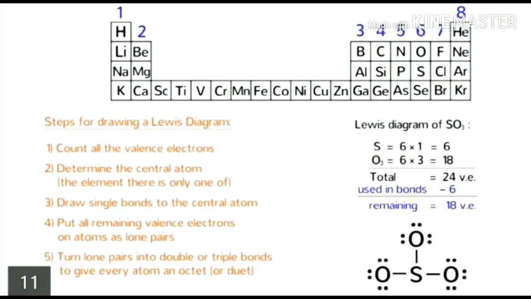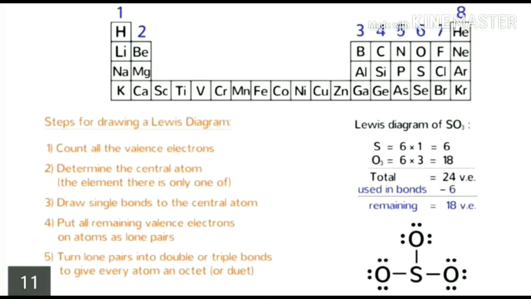Those 18 electrons are also known as lone pairs. Step 4, you need to calculate the remaining electrons in the atoms, which are also called the lone pairs. So how do we calculate the remaining electrons? 24 minus 6. 6 is the amount of electrons that are used, 24 is the total amount of electrons, and you get 18.